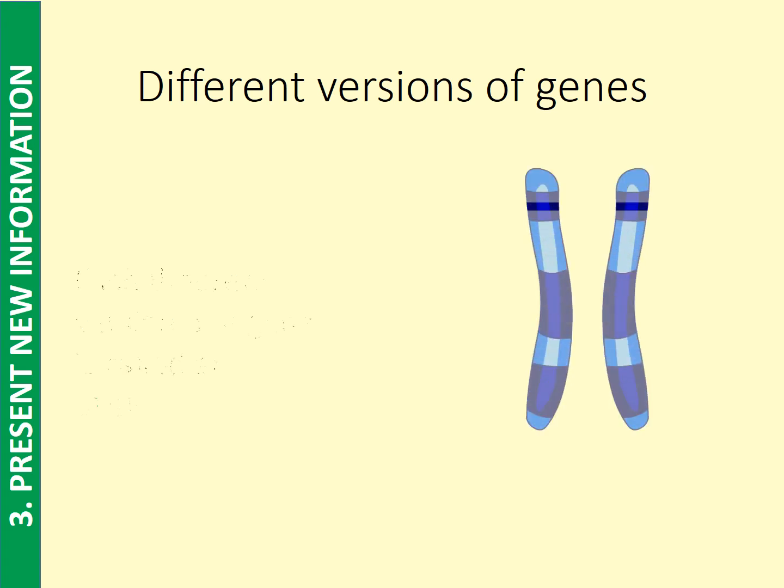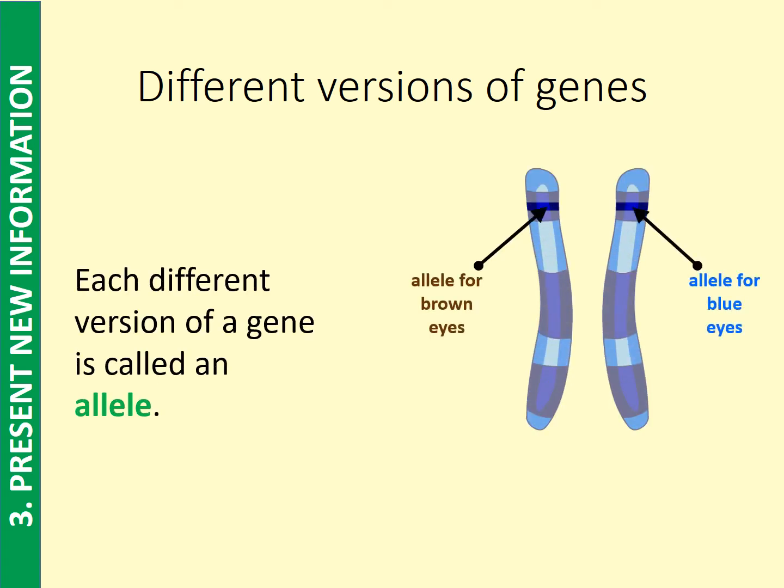Now we talked about these different versions of the gene. Each different version is called an allele. Okay, and here this person has got two chromosomes, paired chromosomes. On one chromosome he's got the version of the gene that gives rise to brown eyes, and on one he's got the version or the allele that gives rise to blue eyes.